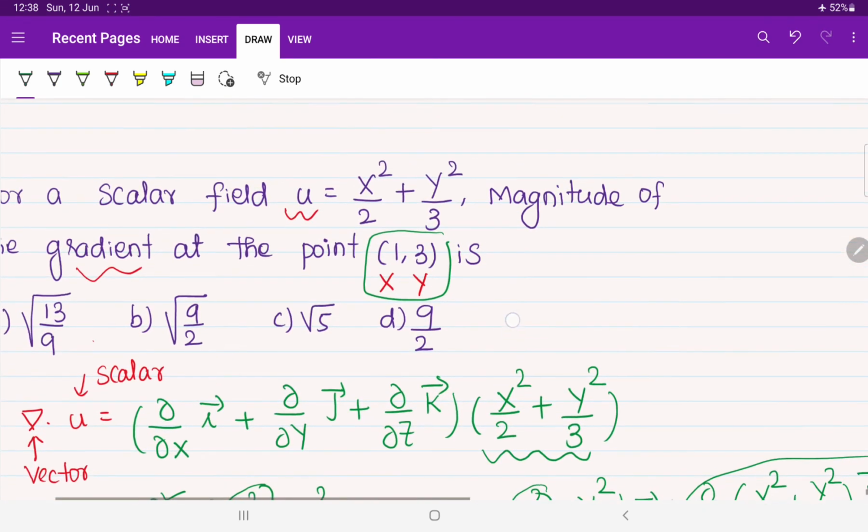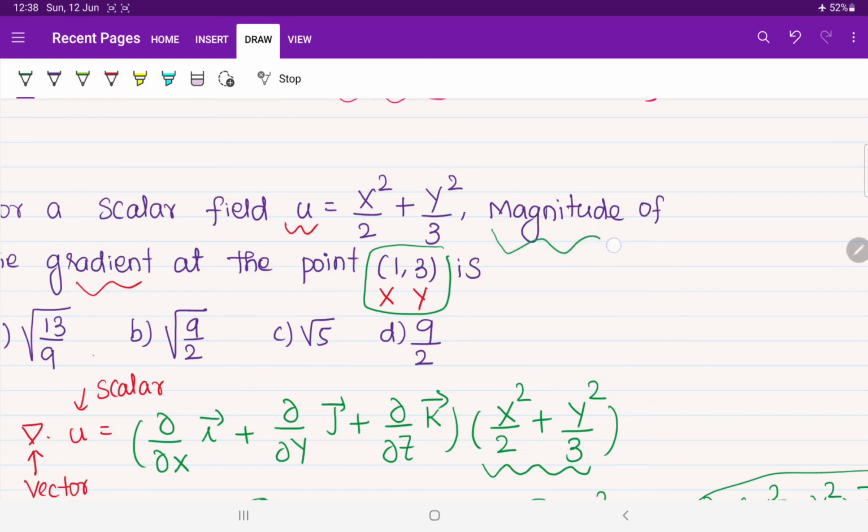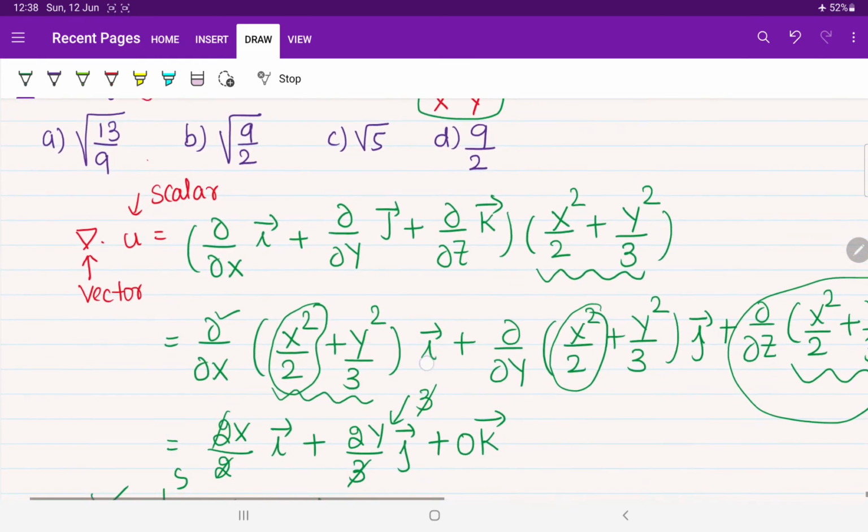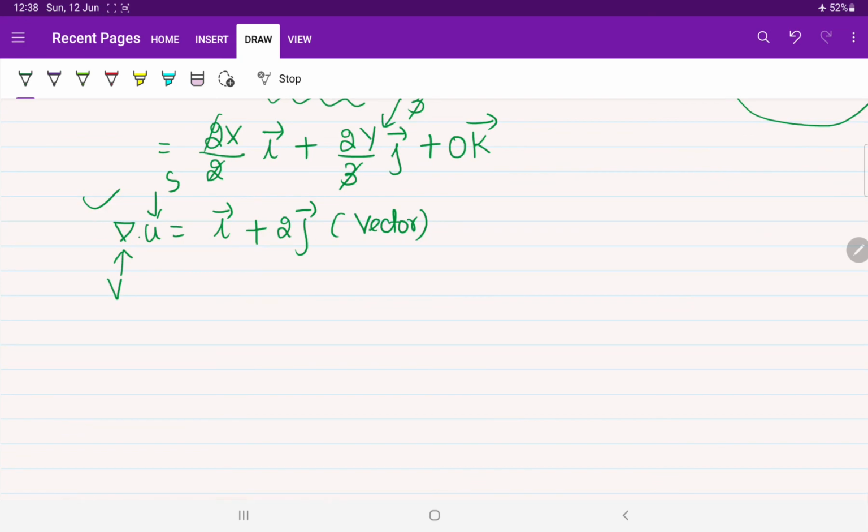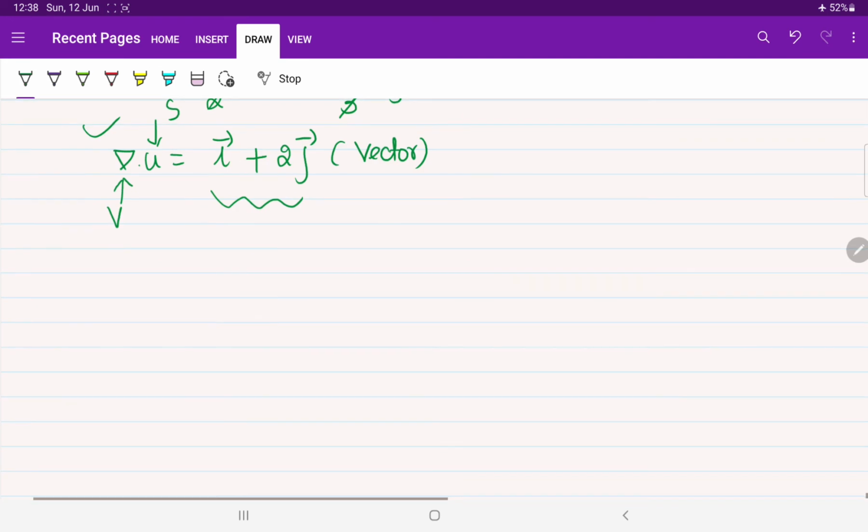Now is it the answer? No. What is the question? We have to explore the magnitude of the gradient. It means, see, this is the resultant vector field expression. How will you calculate its magnitude? Magnitude means we have to take the mod of this function. How will you take mod?